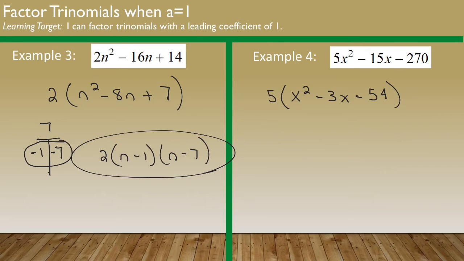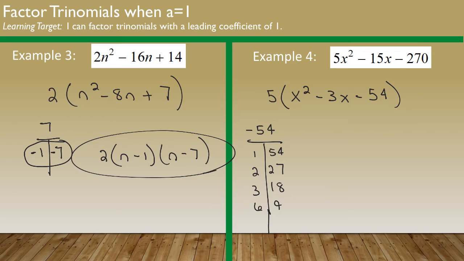Okay, so now I'm looking for factors of negative 54 that also add to make negative 3. So 1 and 54, can't do it there. 2 and 27, 3 and 18, 4 does not divide it, 5 does not divide it, 6 goes in, let's see here, that would be 9 times. 7 is not a factor, and 8 is not a factor of 54.